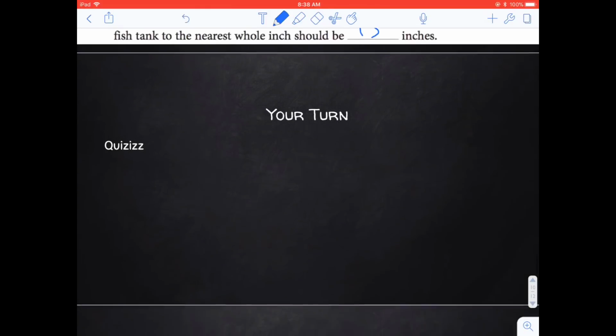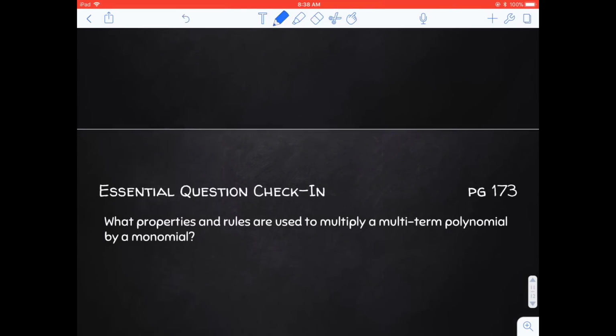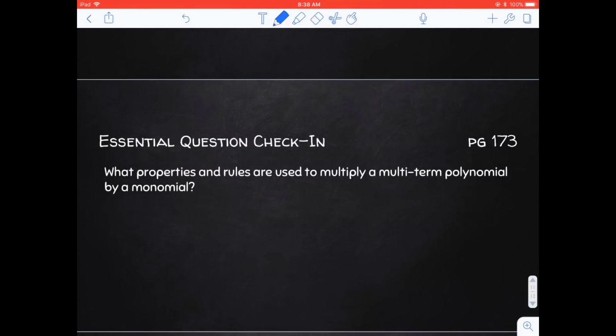And then once you have completed that quiz, you can come back and answer your essential question here. So on page 173, what properties and rules are used to multiply a multi-term polynomial by a monomial? Okay, so if you go back through the notes, I've either written it down or stated the different properties and rules that we used in order to multiply today. And then once you finish your quiz and your essential question, you can get started on your assignment.